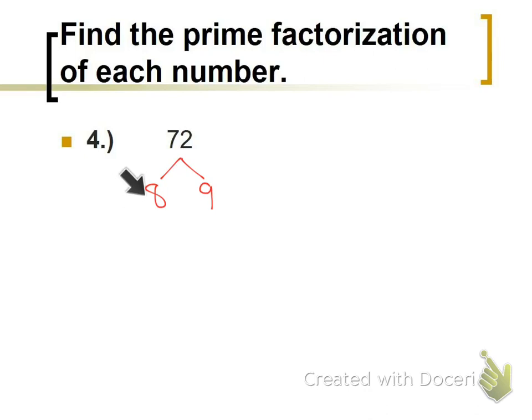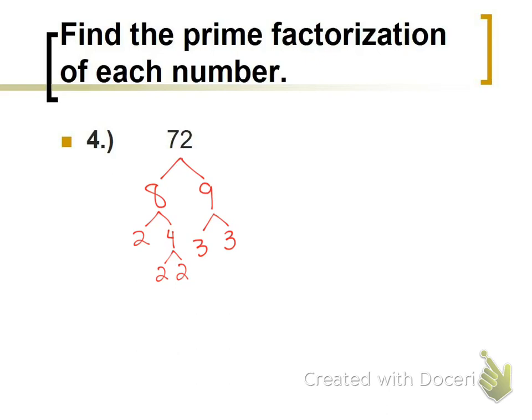So is 8 a prime number? No, because it can get broken down into what? 2 times 4. Is 2 a prime number? Yes, so 2 is done. We're leaving that one alone. Is 4 a prime number? No, 4 can break down into 2 times 2. So now we know we're done with all of those. 2's are prime. But we got to jump over here to the 9. Is 9 prime? No. 3 times 3. Is 3 prime? Yes. So now we only have prime numbers at the bottom of our trees.